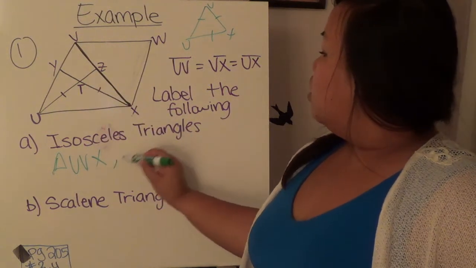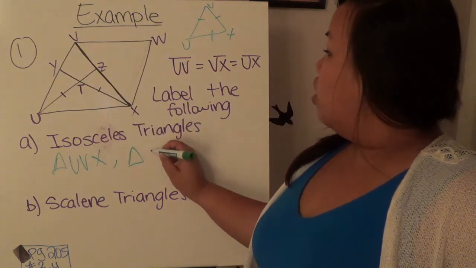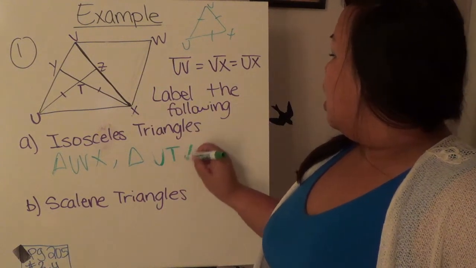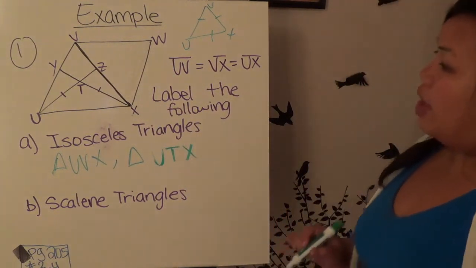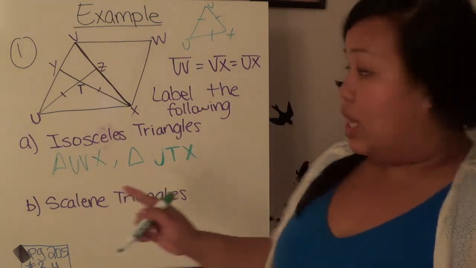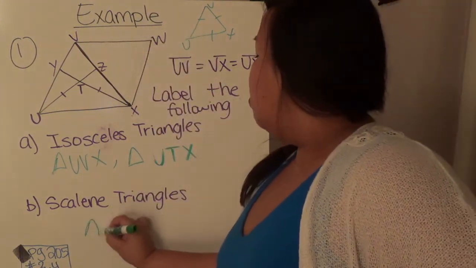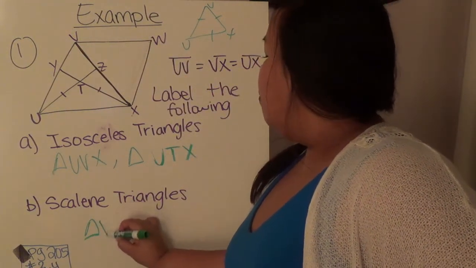The next one we also have is, you see this has 2 on it. So basically we also have triangle, this one, that line shows us that they're equal, so triangle UTX. Alright? Any triangles that have no congruent sides are called scalene. So we know that this triangle right here, none of this is equal, so we have triangle VWX.